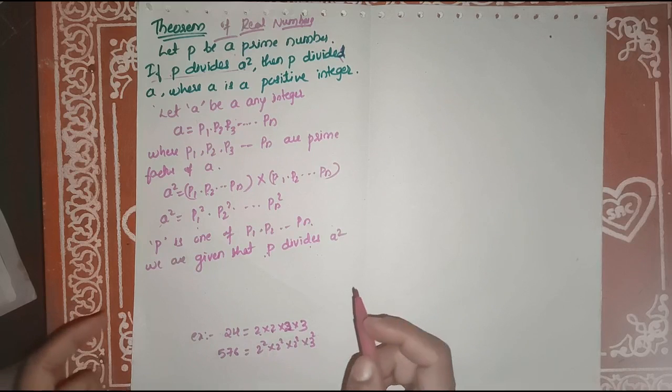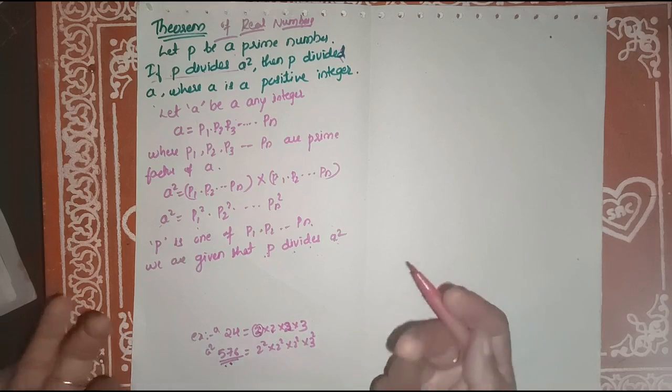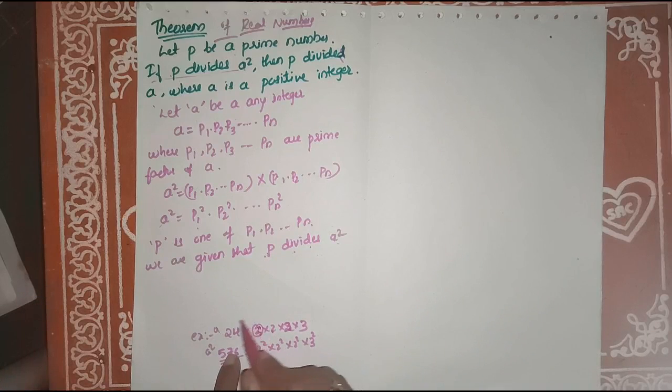So what they have given here is p divides a square. So consider this is p, so 2 divides a square. This is a, and this is a square. Here we know 2 divides a square, that is p divides a square. We also know that p divides a. So when a number is factorized into its prime factors, one of them divides a. Here 2 divides 24, and 3 also divides 24.